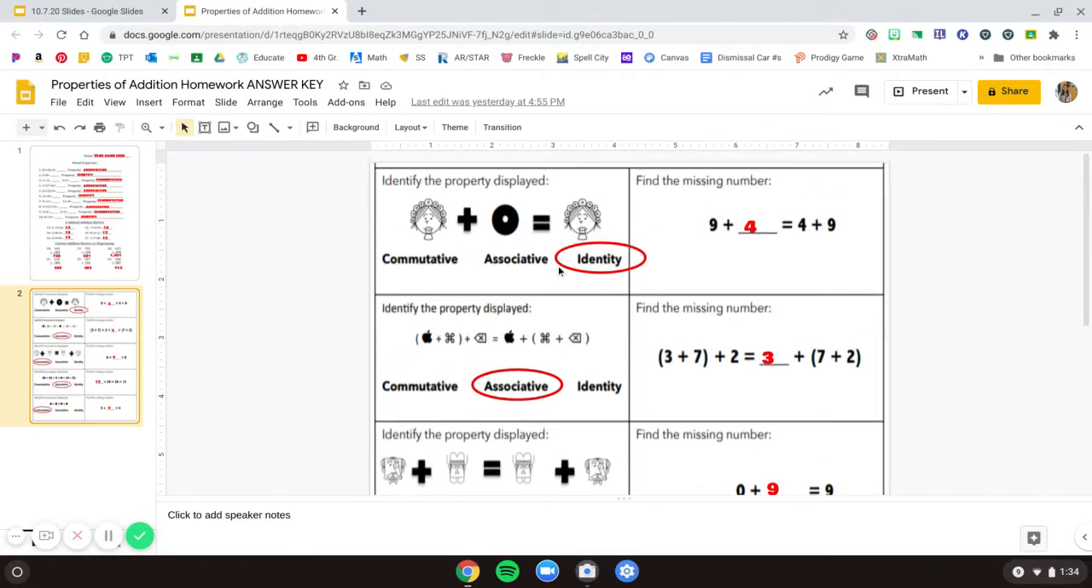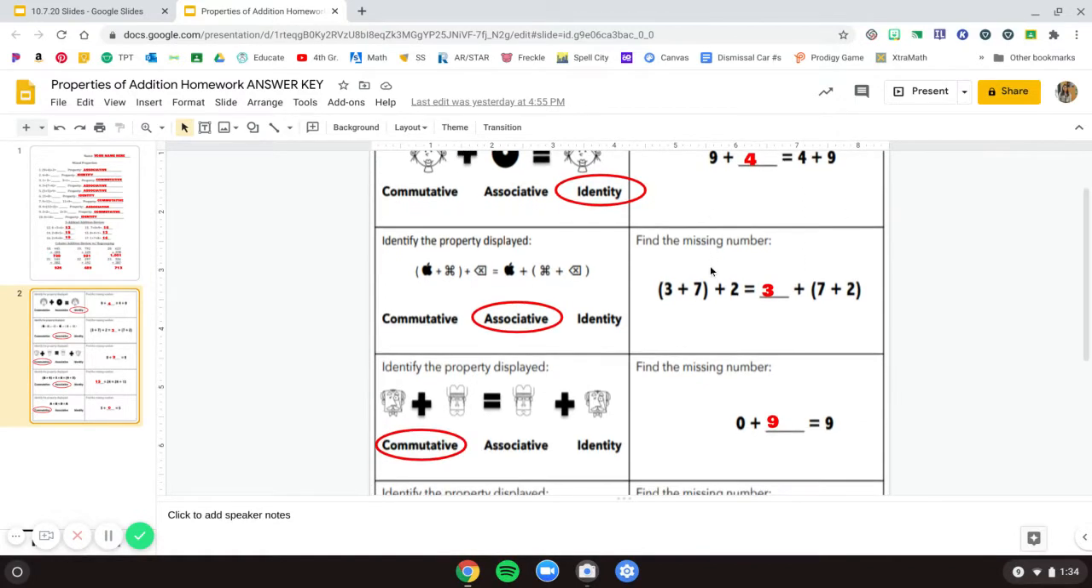So first one, I wanted you to name the property. It was the identity. Number 2, or the second one, a 4 was missing to balance it out. This one was the associative. You can add in any order. We can pair them up together in different ways. This one was missing a 3 from the left to balance it out.